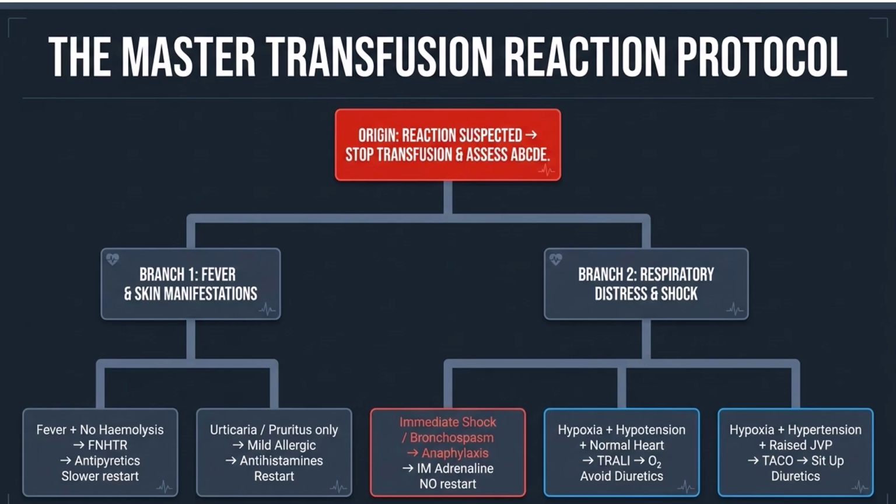These are the key differentiating features. If hemolysis is there, check for AHTR, which is covered in part 1. Speed of onset: anaphylaxis in seconds, FNHTR in 30 to 60 minutes. Blood pressure: TRALI has low BP, TACO has high BP. This is the bedside TRALI versus TACO differentiator. Diuretic is a treatment for TACO, not for TRALI.